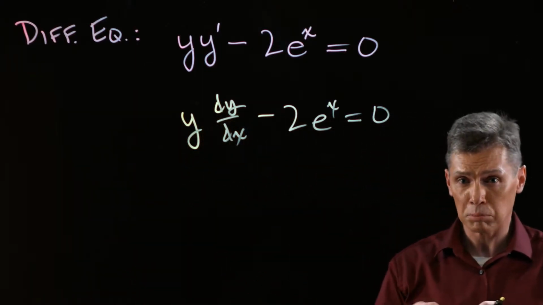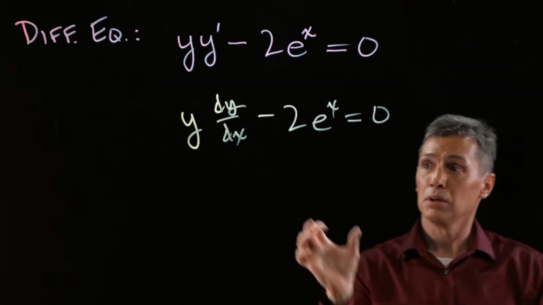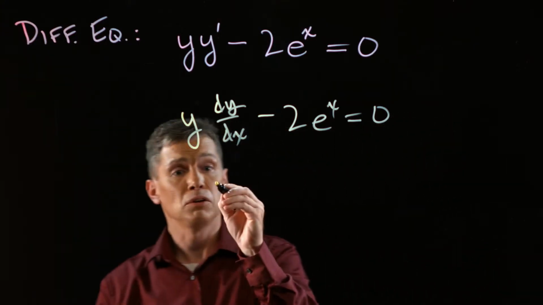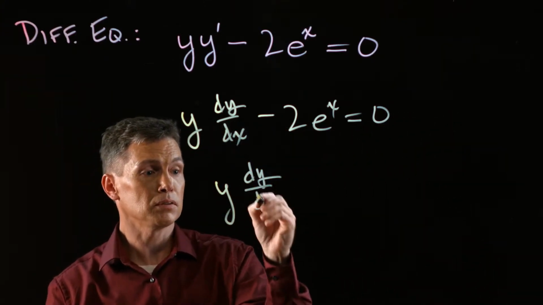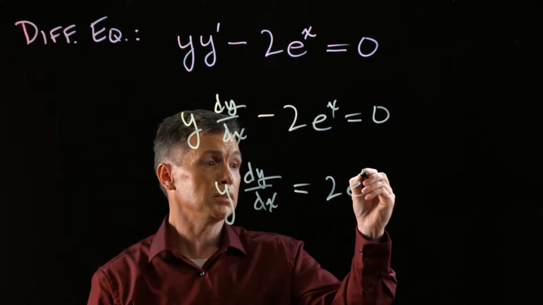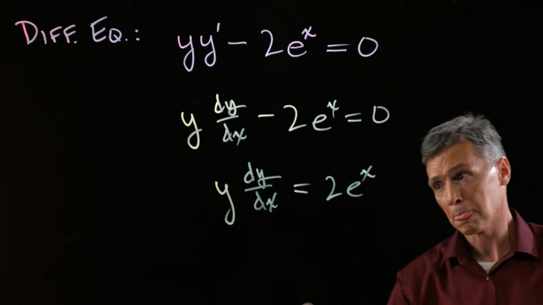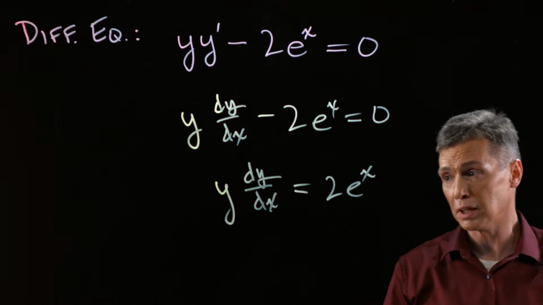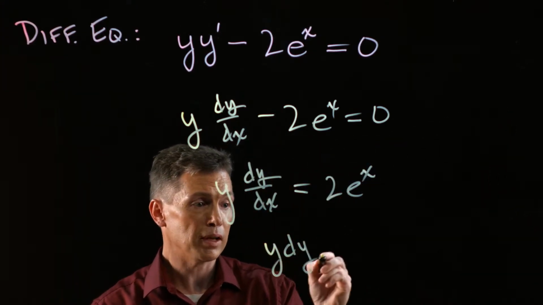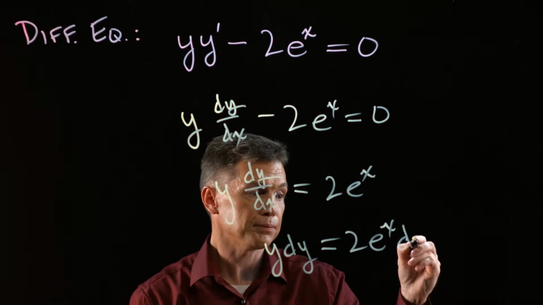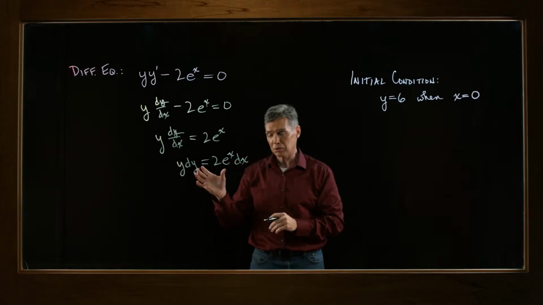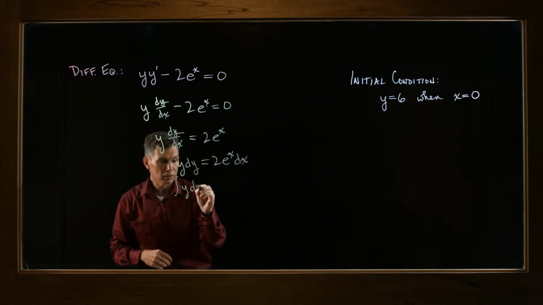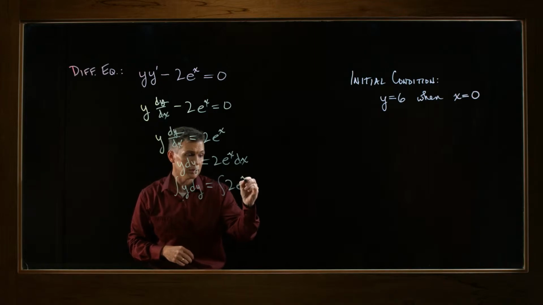And now I can try to separate those variables with a little bit of algebra. So I'm going to subtract that minus 2e to the x term to the other side, actually add it. I get y dy dx equals 2e to the x, just an algebra step. And one more algebra step is going to take that dx in the denominator and multiply it over to the other side. And we'll have our variables separated. Okay, separation of variables, and now we're going to integrate each side in order to try to find y. So in this step, I'm integrating each side.